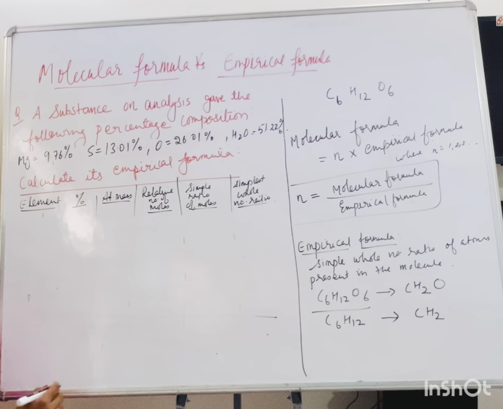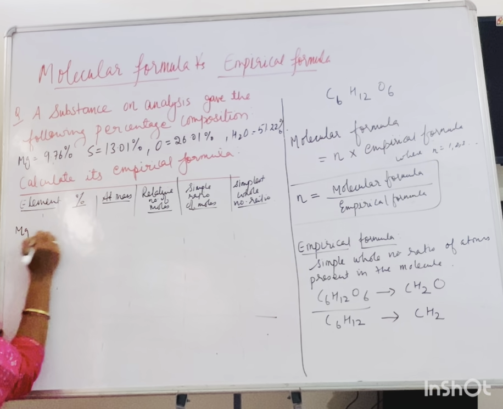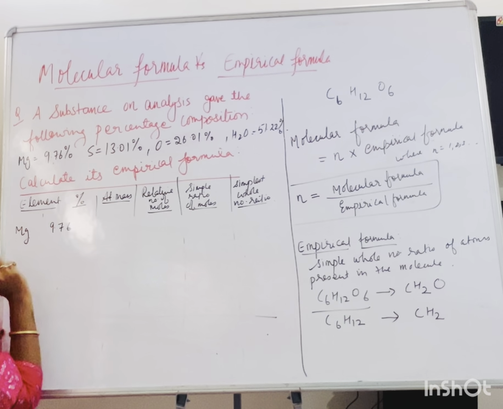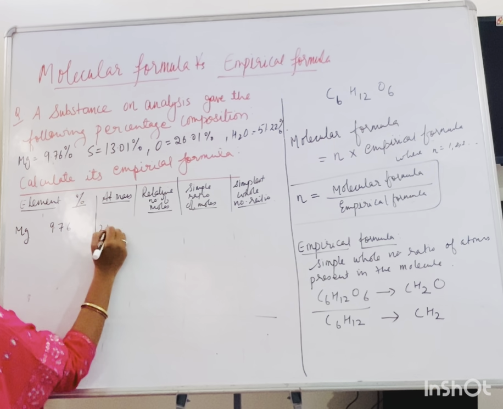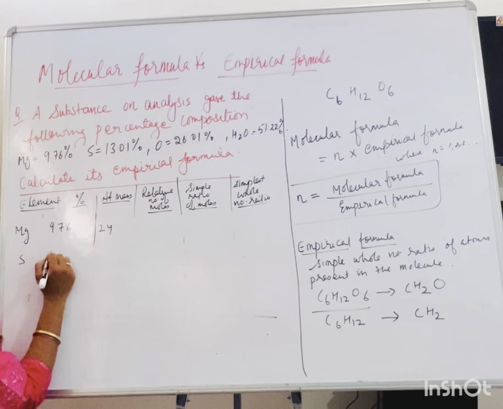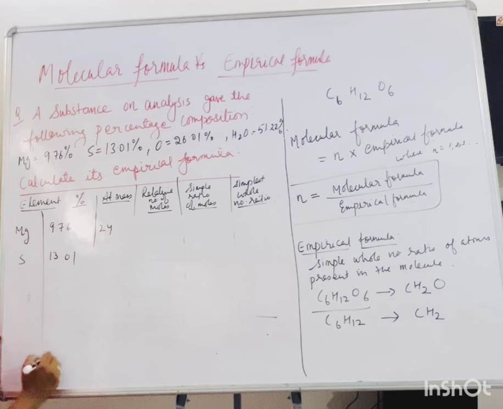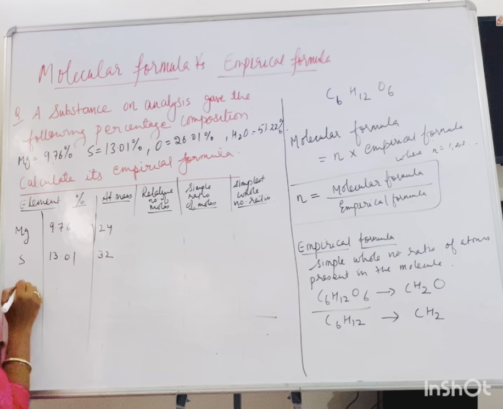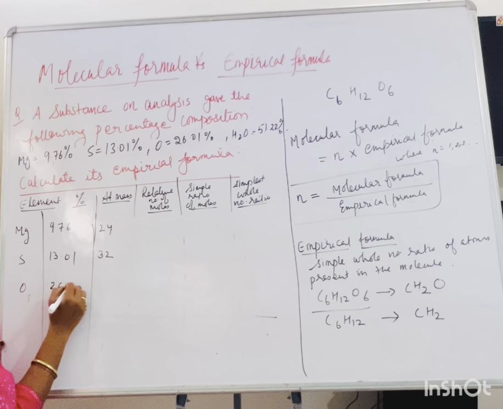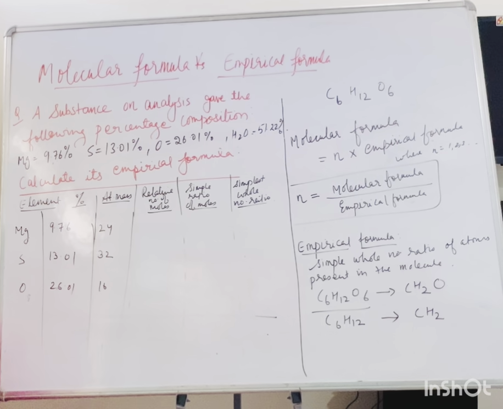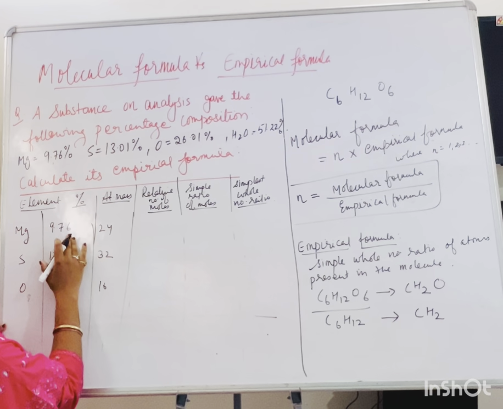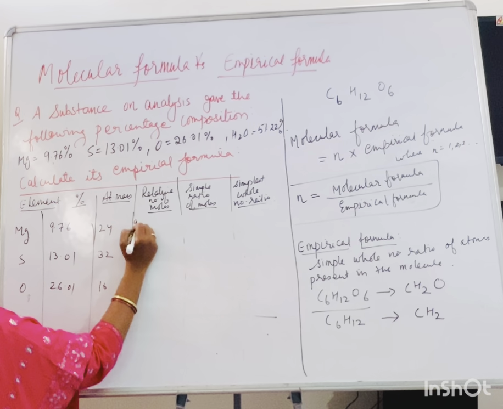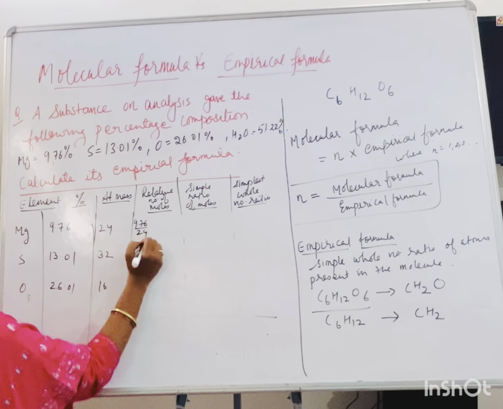So सबसे पहले हम क्या करेंगे? We will write all the elements which are given. Magnesium, it is 9.76. Atomic mass of magnesium is 24. Then we have sulfur, 13.01. Atomic mass is 32. Then we have oxygen, 26.01. Atomic mass is 16. ठीक है? अब next step में क्या करेंगे? Percentage of the element को atomic mass से divide करेंगे, which is 9.76 divided by 24.